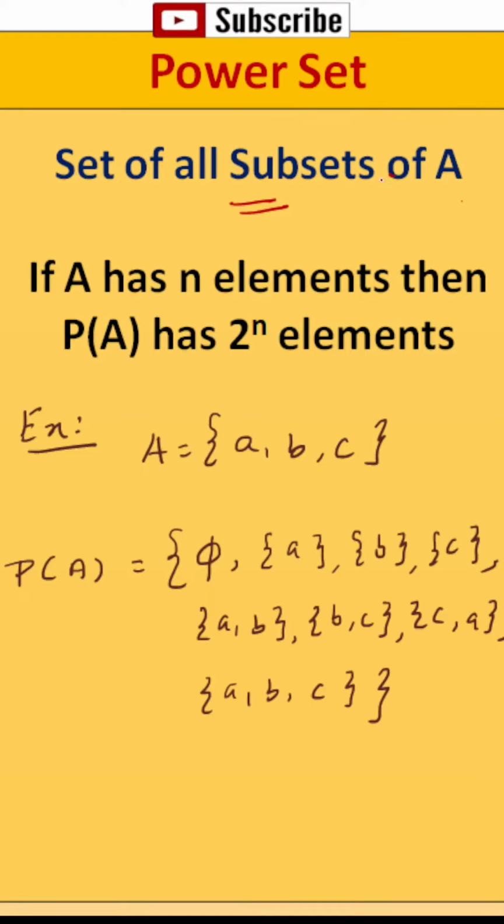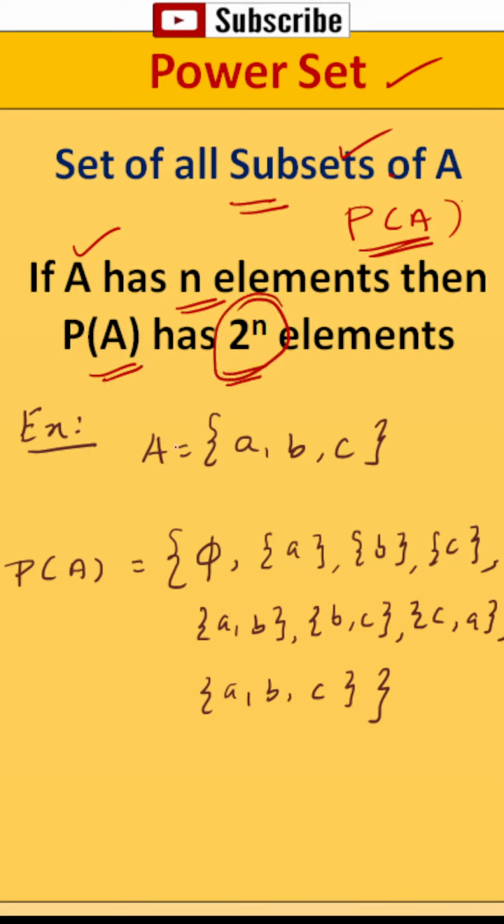Everyone, in this video, let me explain how to find the power set of a given set. Power set is nothing but the set of all subsets of A, and is represented as P of A. Okay, that is the power set of A. Suppose A is a set consisting of n elements, then its power set P of A has 2 power n elements. So this one you should know, right?